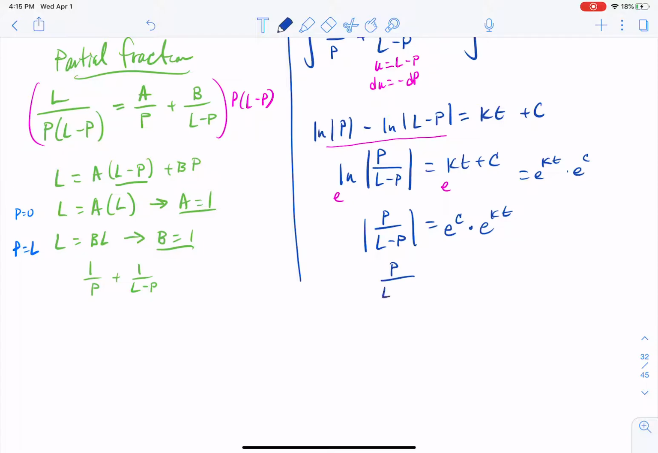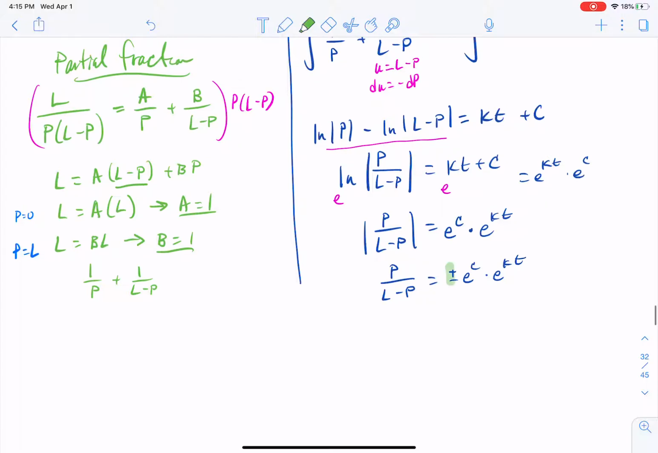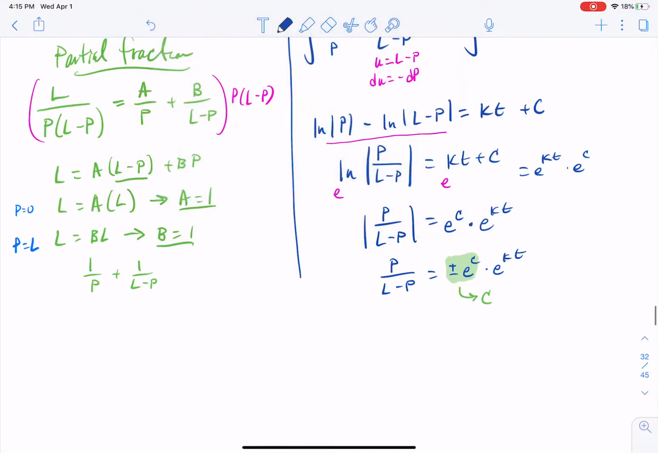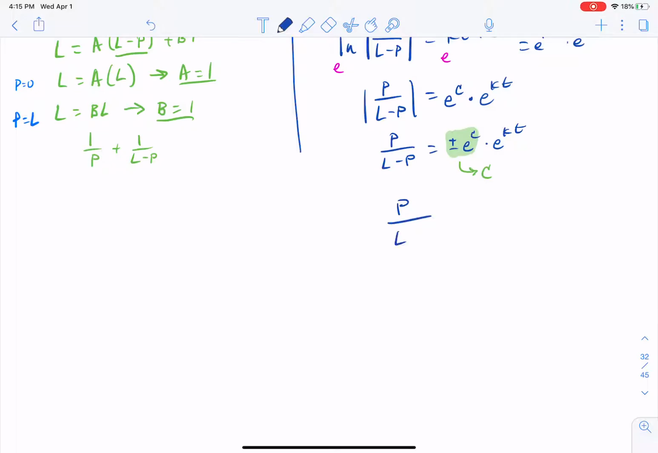So I have P over L minus P is equal to plus or minus e to the c times e to the kt. And then the technique is, I'm going to replace that with something. Let's say I'm going to replace that with c. Make that thing c. It makes it a lot prettier, that's for sure. So our solution so far is P over L minus P is equal to some number C, e to the kt. And as it sits right now, it could be any positive number, any negative number, but it can't be 0, because you can't raise e to some sort of number in order to get 0 from it.